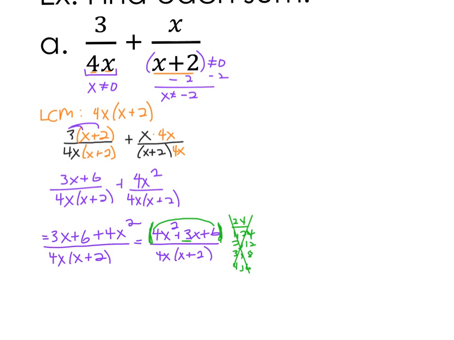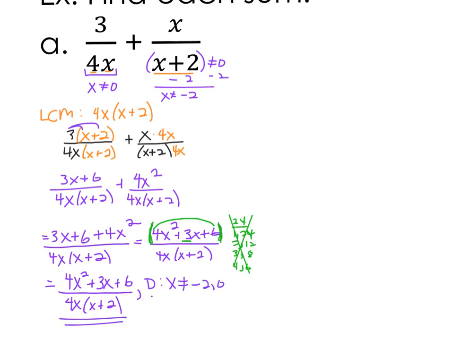Okay, so that makes our final answer 4x squared plus 3x plus 6. Nothing simplifies with that, all over 4x times x plus 2. Now, if you want to put that top in parentheses so that you don't try to simplify it with the 4x on the bottom, go ahead. If you're okay with writing it like that and stating your domain, remember we said x couldn't equal -2 or 0 at the top. So here's our simplified answer with our included domain.